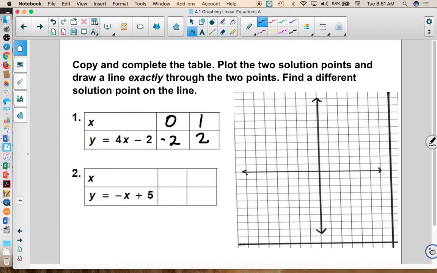Can I graph that one now? Do so, please. Do we need a ruler to be able to make these graphs correctly? Yes, we do. We're not freehanding, we're doing straight edges. Good question.